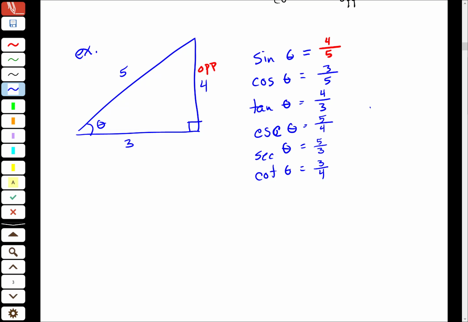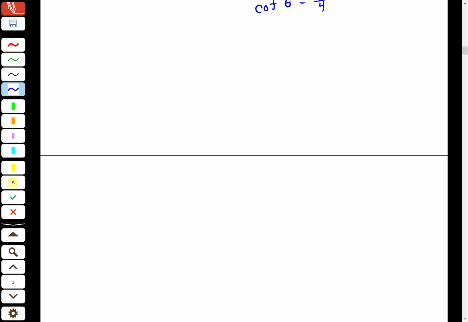Do y'all remember the two special right triangles? 45-45 right triangles and 30-60 right triangles, okay? So I'll draw those for you. And these relationships come from the Pythagorean theorem. The Pythagorean theorem is insanely useful in so many places. So, 45-45 right triangle.